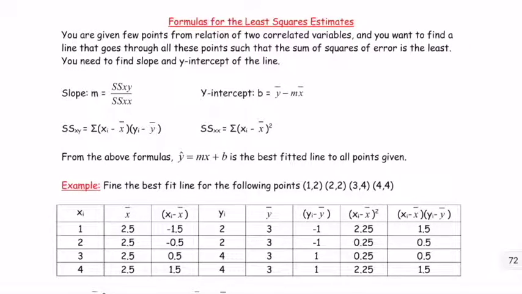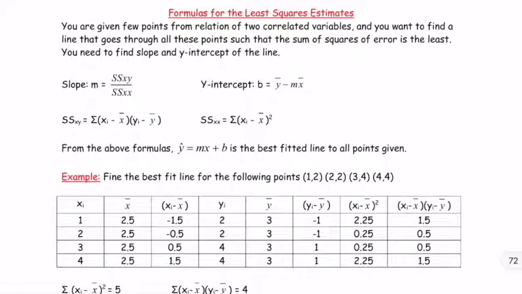Today we're going to discuss some formulas for the correlation parts. First, we're going to introduce the formulas for the least squares estimate. You are given a few points from the relation of two correlated variables, and you want to find a line that goes through all those points, such that the sum of squared errors is the least. You need to find the slope and y-intercept of the line.